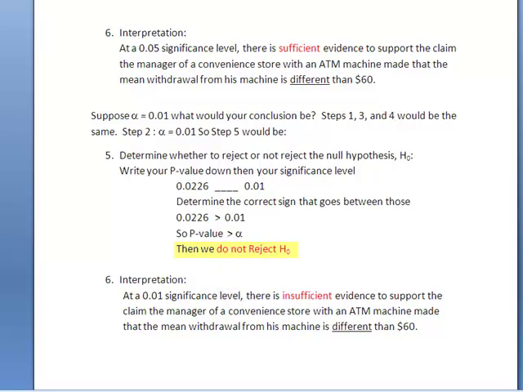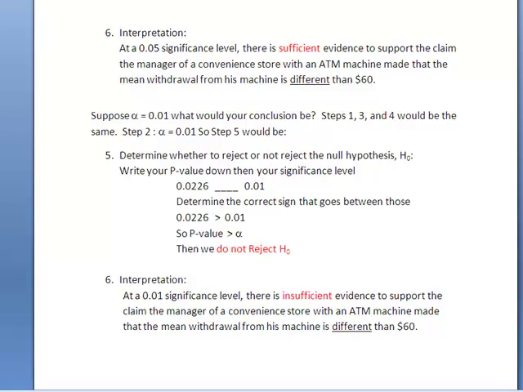So the way we would interpret that would look almost exactly like the interpretation we made at a 0.05 significance level. But instead of saying sufficient, we're going to say insufficient. Because at a 0.01 significance level, there is insufficient evidence to support the alternative hypothesis, which is the claim the manager of the convenience store with the ATM machine made that the mean withdrawal from his machine is different than $60. So if you do not reject the null hypothesis, you have insufficient evidence to go with the alternative hypothesis. So you have insufficient evidence to support that claim.